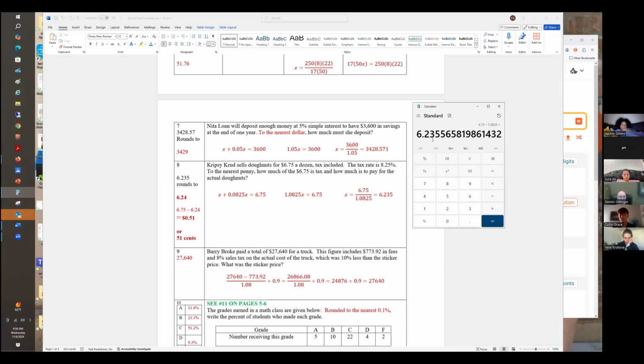6.235. A lot of you put 6.23. No, that's not the nearest penny. You see the 5 right there? It's screaming at you. I'm a 5. You got to bump it up to 6.24. And then you just subtract 6.24 from the total price, 6.75, and that's got to be the tax. And you can write $.51, or you can write 51 cents. Do not write 0.51 cents for this problem. 0.51 cents is about a half a penny. 51 cents is about a half a dollar.